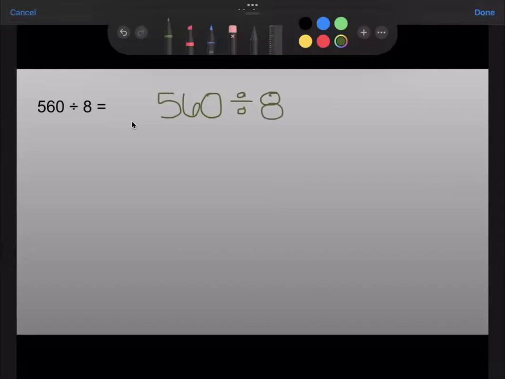Okay, so if I focus on the non-zero digits, that would be something like 56 and 8. I could start by dividing those. 56 divided by 8, from your division facts, as you know, is 7. So I'm going to put 7 right there. And then what I'm going to do is take the 0 that was attached to the 560, and I'm going to add it to the end of that answer. So if there's 1 zero, I'd add 1 zero. If there were 3 zeros, I'd add 3 zeros to the end of that answer. So 560 divided by 8 is equal to 70.